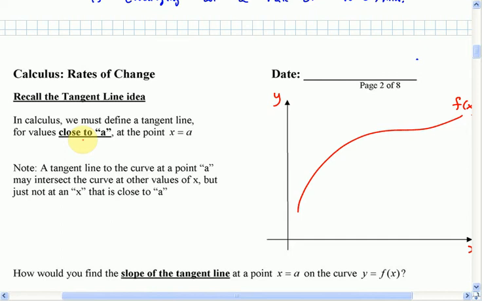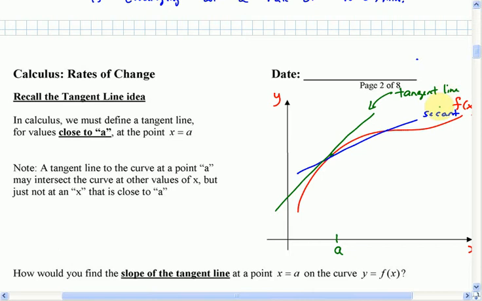Okay. What we're trying to do is we want to define the idea of a tangent line for values close to this point A. So you're going to have this value A somewhere here, okay? And the idea is in calculus, we don't want to have what we call a secant line. We don't want this, okay? That's not good. That's the secant line. What we're trying to do in calculus is we're trying to find the tangent line right there, okay? Tangent line.